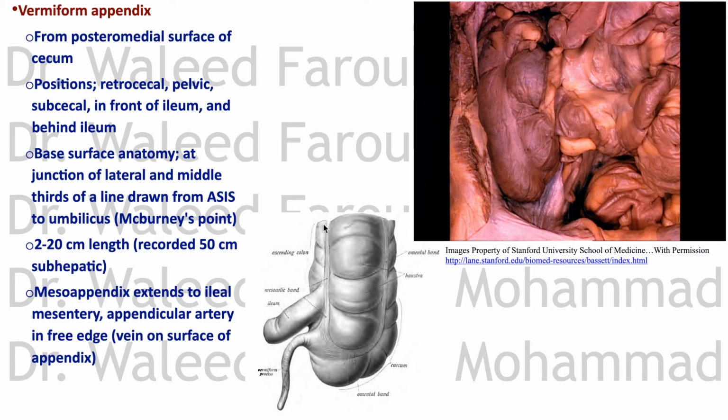the appendix. The appendix is part of the intestine that has a mesentery, so it has a mesoappendix, as I showed you here. This is the mesoappendix. In the free border of the mesoappendix is the appendicular artery. This is important to know. And on the appendix itself is the appendicular vein. So the vein is on the appendix itself, but the artery is in the free edge of the mesoappendix. This is an important multiple choice question too.